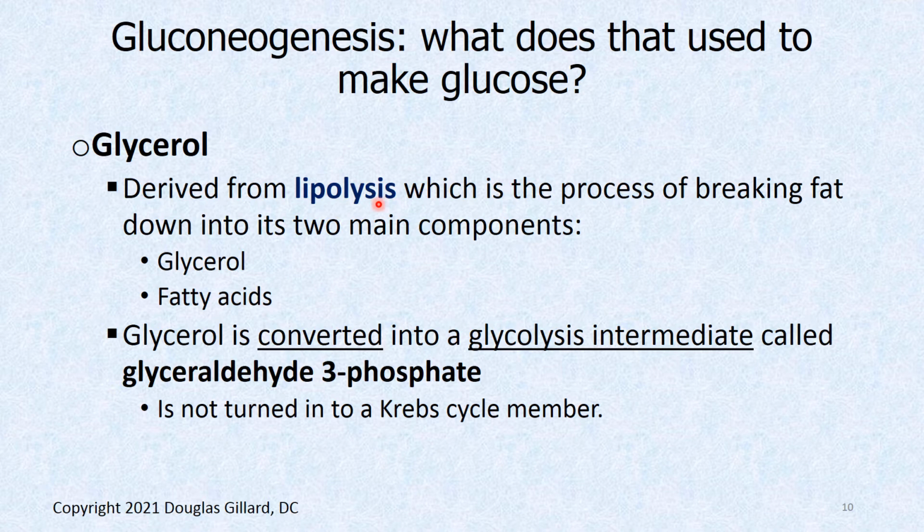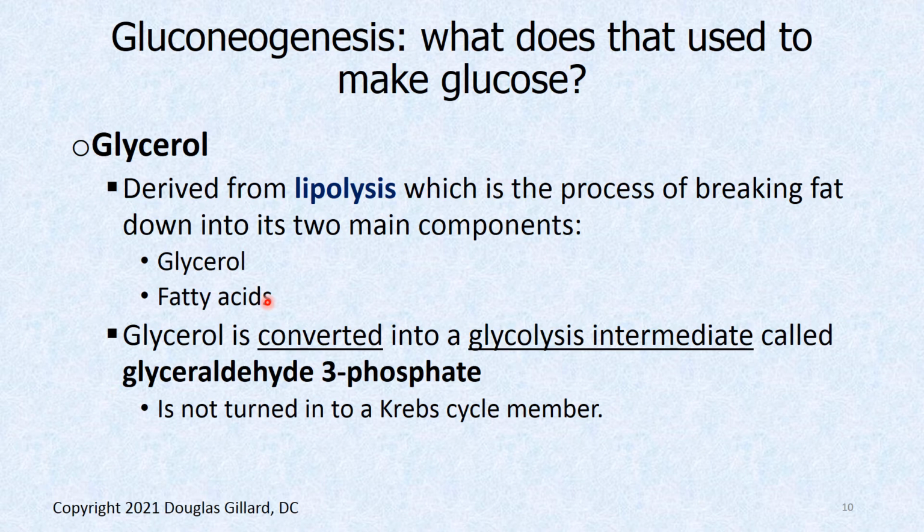And what are the breakdown products of lipolysis? These are softball questions. Can't miss these. Glycerol, fatty acids. Glycerol is converted into one of the glycolysis intermediates, which is also a gluconeogenesis intermediate. It's called glyceraldehyde 3-phosphate. I'll show you the pathway in a second. But remember, fatty acids are also converted. Fat is made of glycerol and fatty acids.